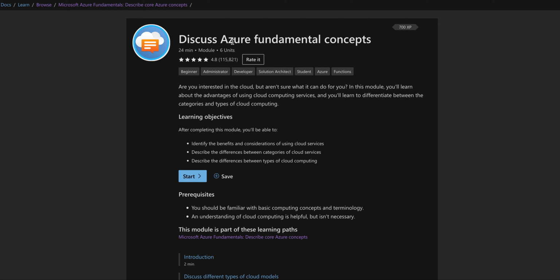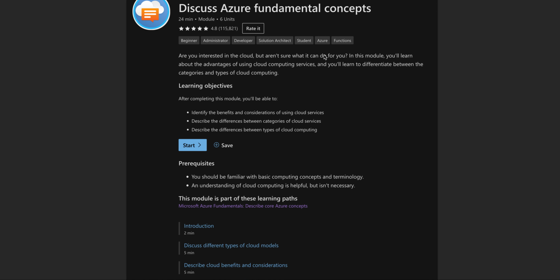Talk about Azure fundamental concepts. This is the second module in the series of AZ-900. Alright, so let's go through it.